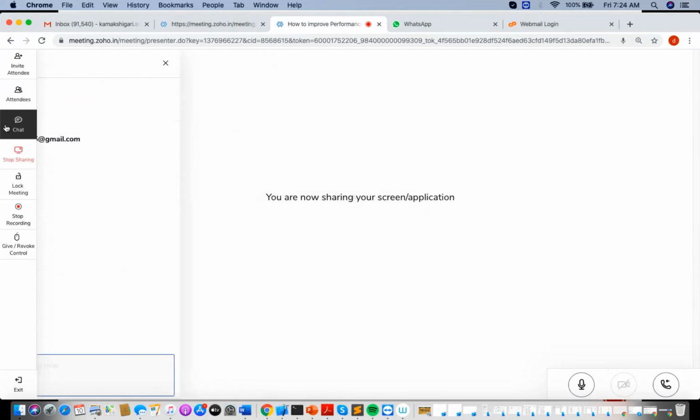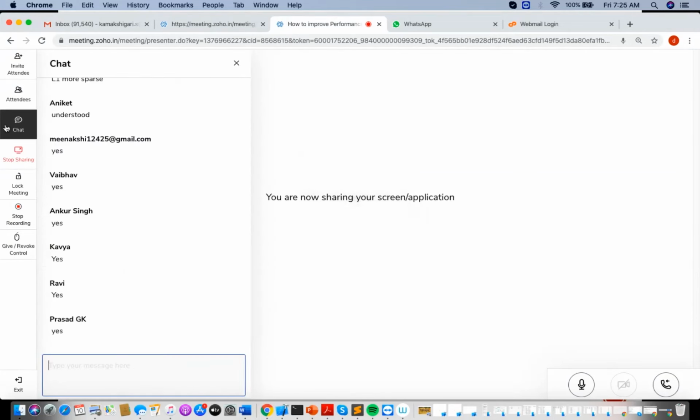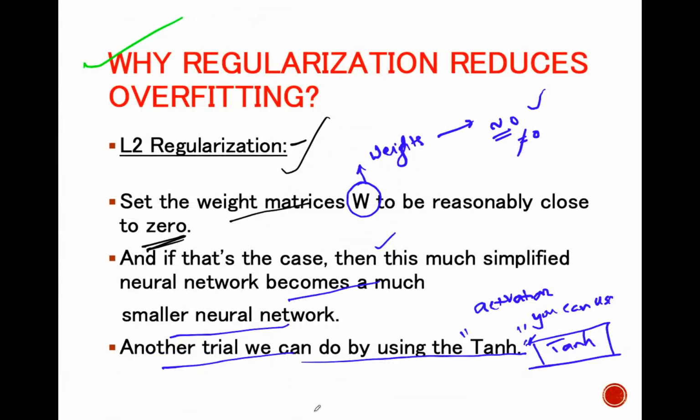Am I going faster? Am I going very slowly? Yes, the speed is okay. Okay.